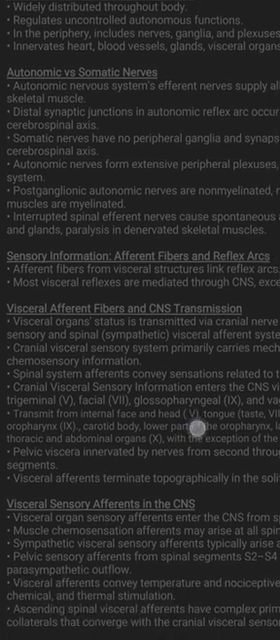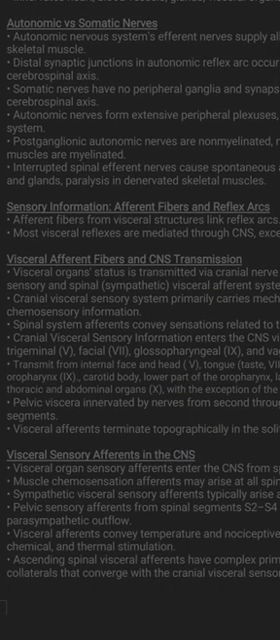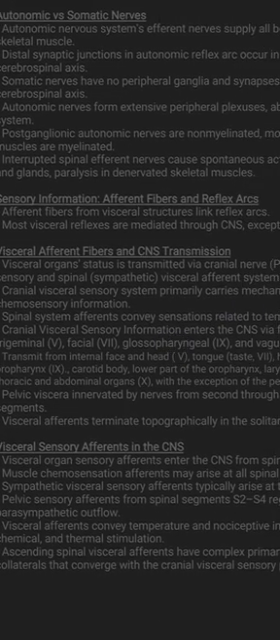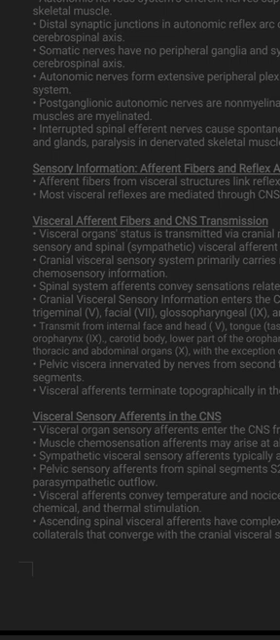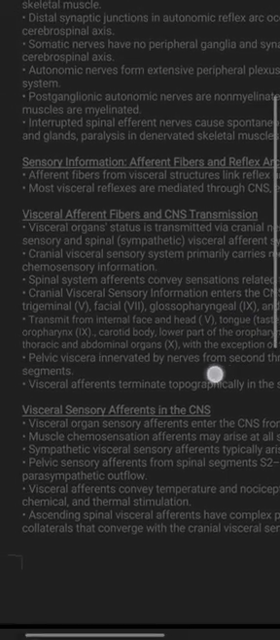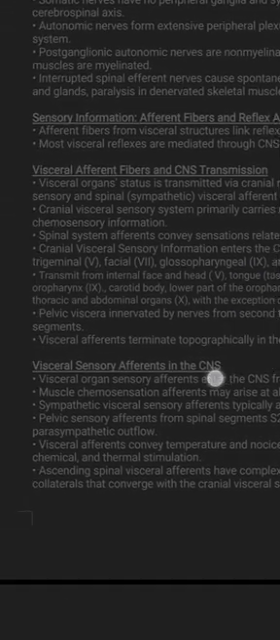So another point I want to make here is, let's look at the sensory information, talking about the afferent nerves. When you talk about sensory information, what comes to your mind? Afferent, right? Because the sensory will do what? Take information to where? To the brain, right? So let's look at sensory information. Here we talk about the afferent nerves and fibers and the reflex arc. Okay.